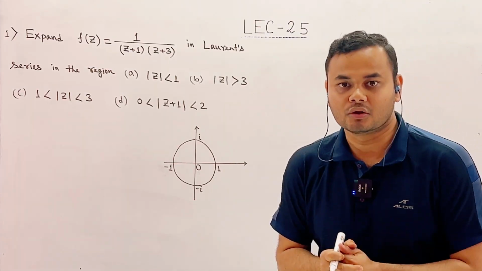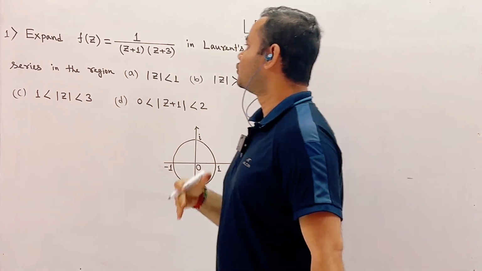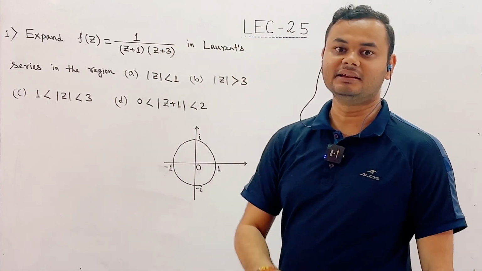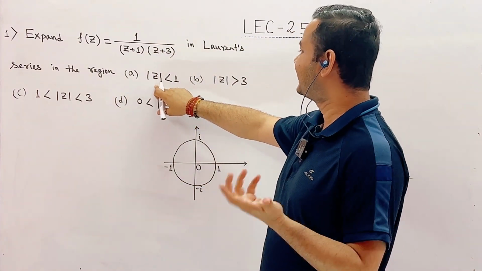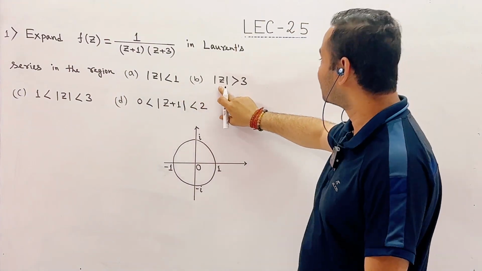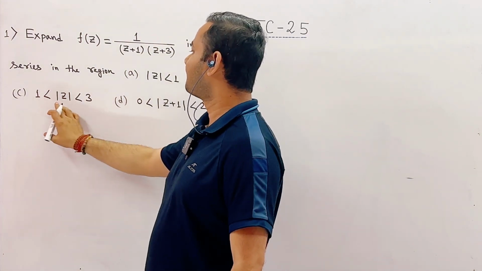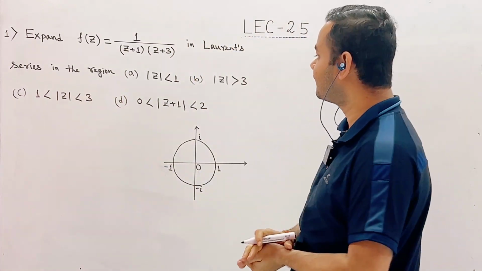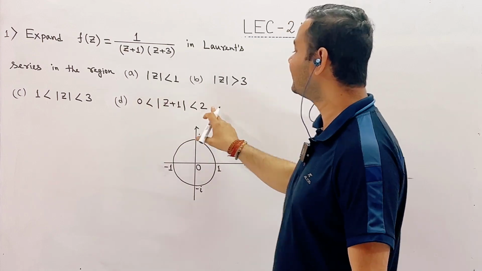Now let me solve the numerical problems. The problem number 1 says we have to expand the function f of z in the Laurent series in 4 different regions. Region number 1 is modulus of z less than 1. Region number 2 is modulus of z greater than 3. Region number 3 is modulus of z in between 1 and 3, and the region number 4 is modulus of z plus 1 in between 0 and 2.